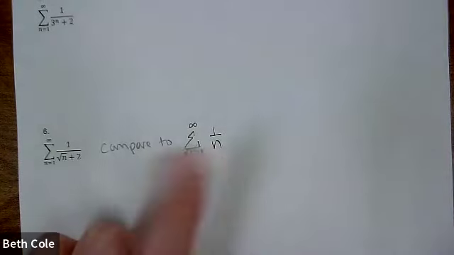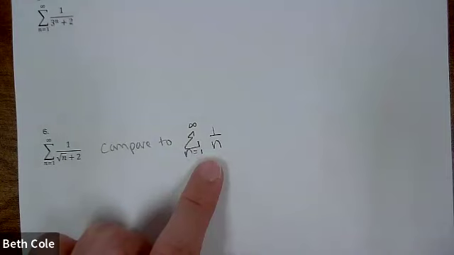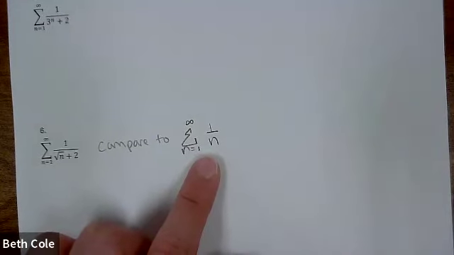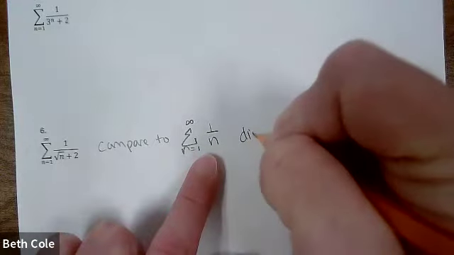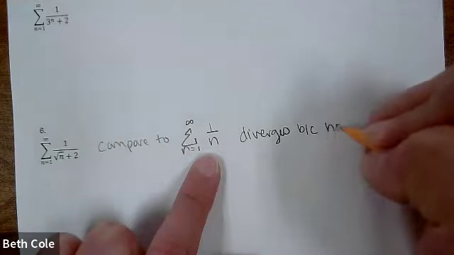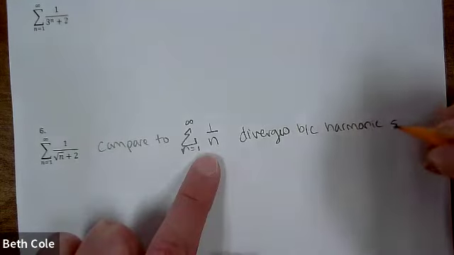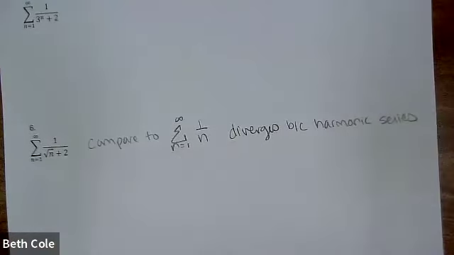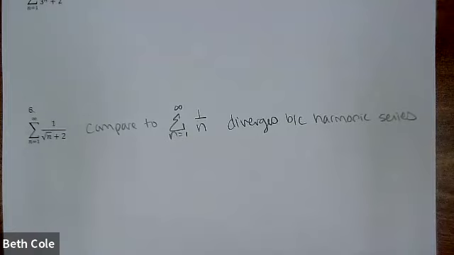What is this? It's your harmonic series. Or you could say it's a P series where P is 1, but either way, it diverges. So you can either say diverges because P equals 1, which is less than or equal to 1, or you can say diverges because harmonic series. That one comes up a lot. So saying that counts as a justification. It's sort of by definition.